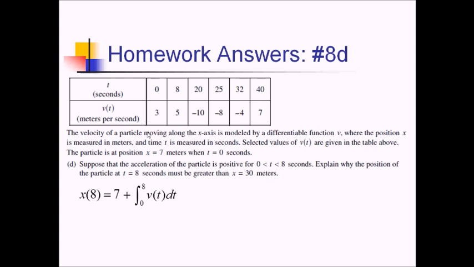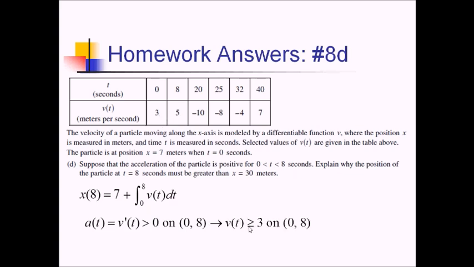Now, in general, we can't really assume we know anything about what's going on between time 0 and 8, in between this v value of 3 and v value of 5. But here's the key. They said the acceleration is positive. So the velocity's derivative is positive on the interval from 0 to 8. Since we start with a velocity of 3 at time 0, that means the velocity has to be at least 3 across this whole interval. In fact, the acceleration is positive, so it's going to be greater than 3 for most of this interval.